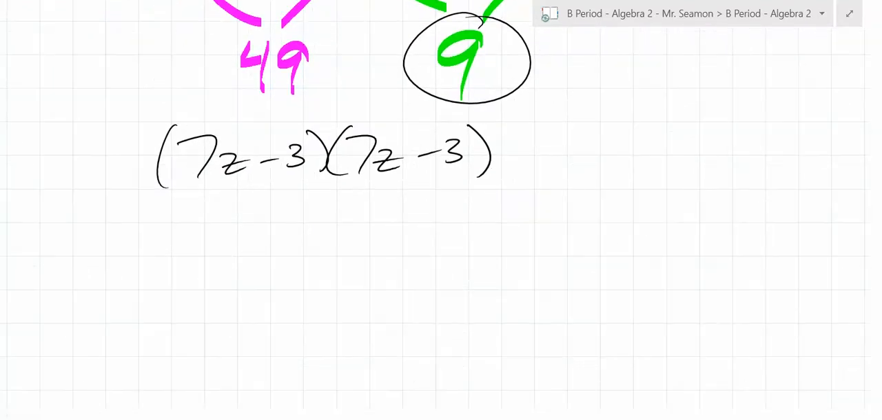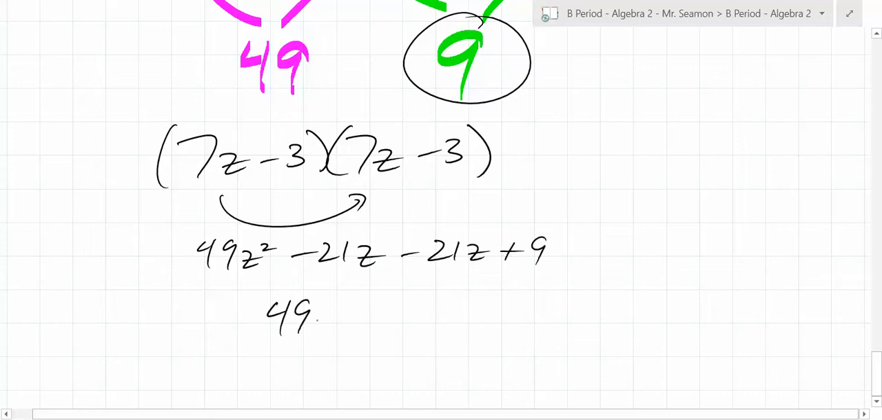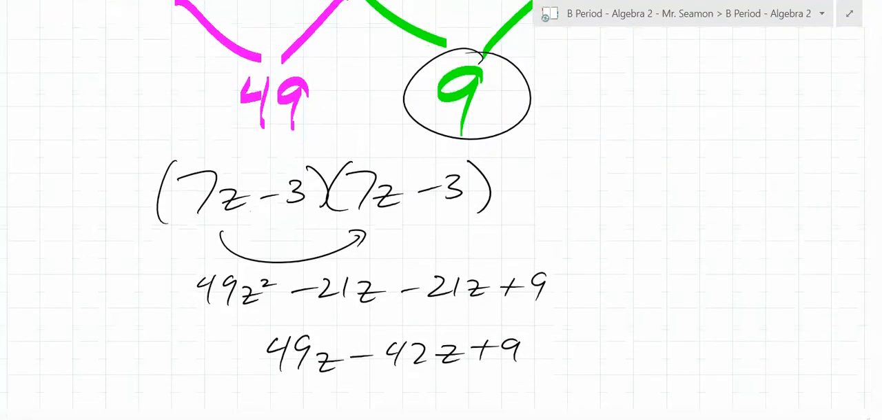Does it work? What's 7z times 7z? That's good. And then you end up with minus 21z, and plus 9. So does this work? Is that what we wanted it to be? It is what we wanted it to be. So they get more entertaining.